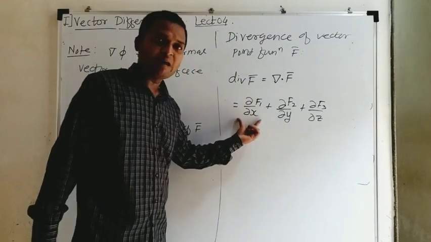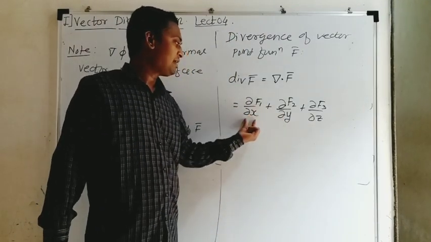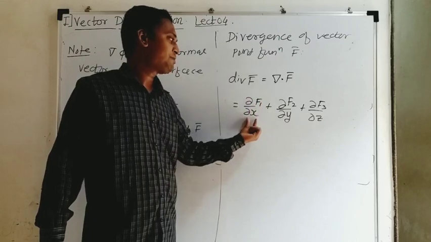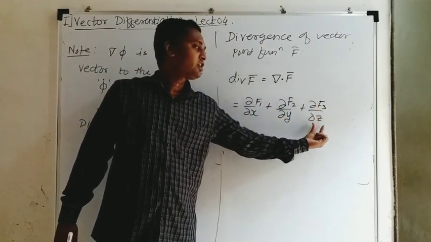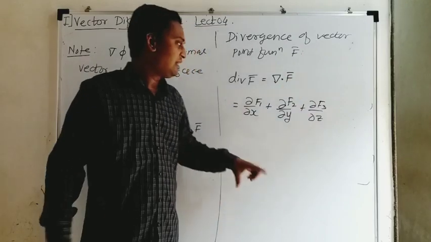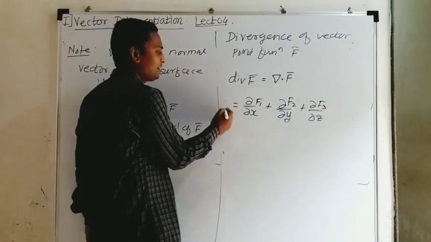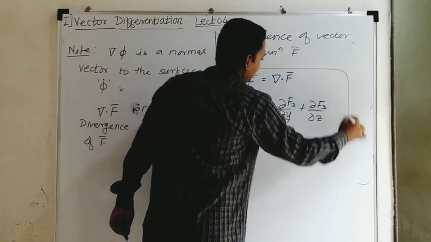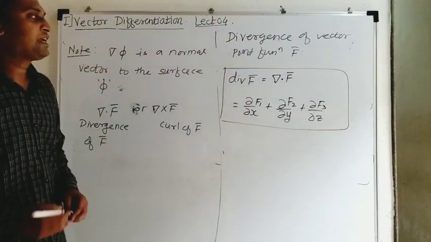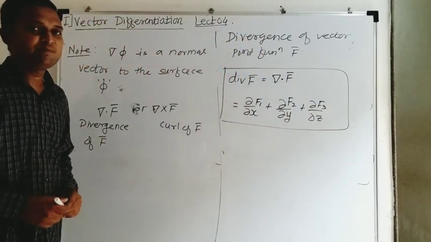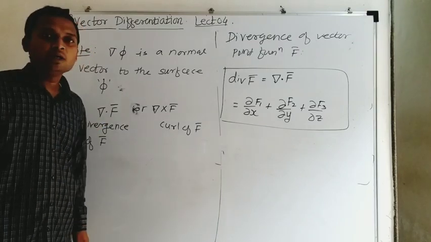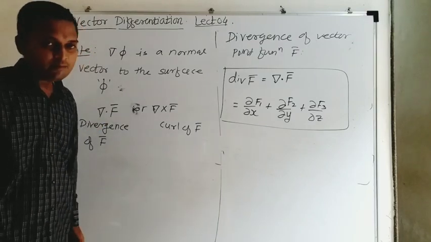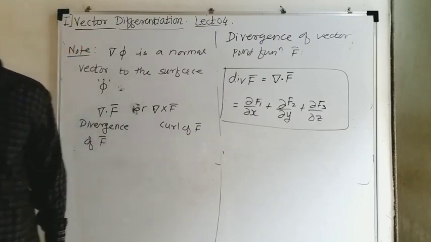So these are pure partial derivatives: the partial derivative of f1, the first component, with respect to x, the partial derivative of the second component with respect to y, and the partial derivative of the third component of f bar with respect to z. After adding these three derivatives, we'll get our required divergence of that particular function. So this is how we can determine the divergence. It is very simple: we carry out a dot product, and three derivatives we need to determine to get the final value of the divergence.